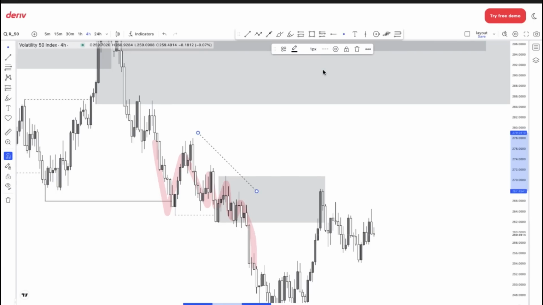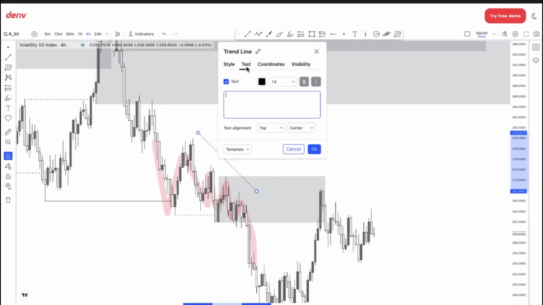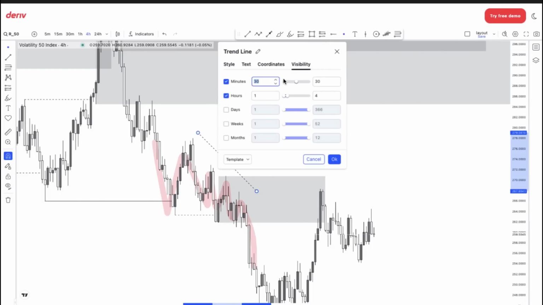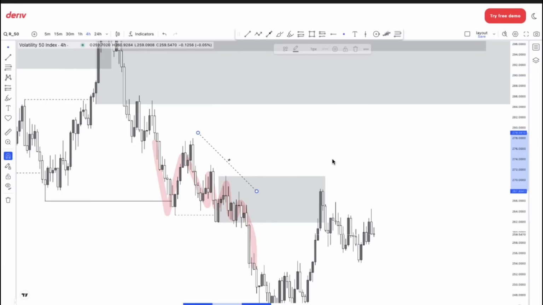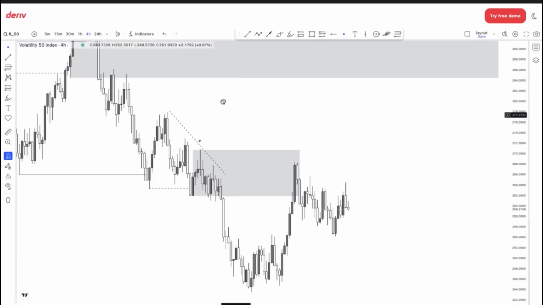And I'm assuming that there is a lot of liquidity that's resting above that particular high. So I'm just going to make this visible on the 4-hour time frame. Right, so I'm going to work with the assumption that around this area here, there were a lot of people that were actually looking for some selling opportunities around this area here.